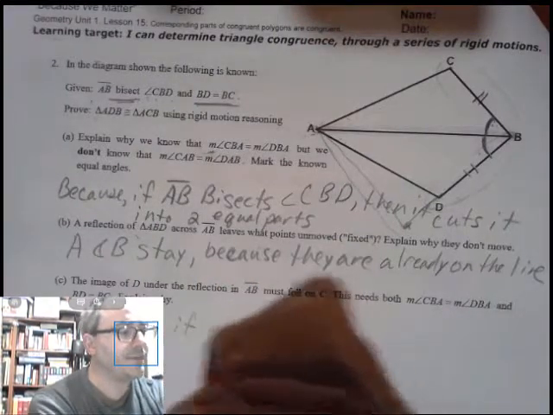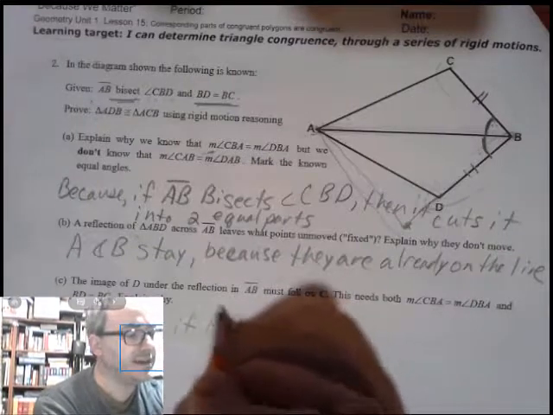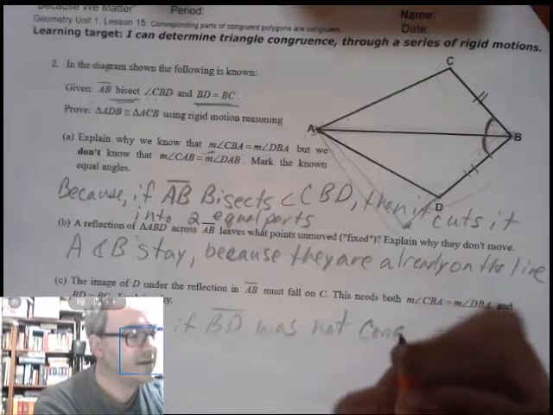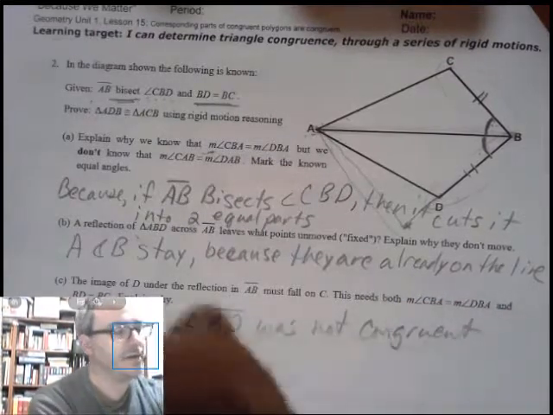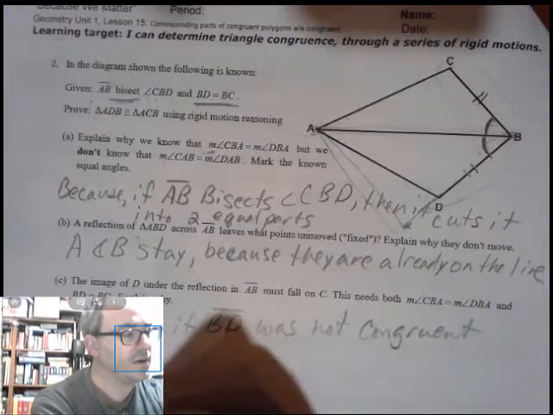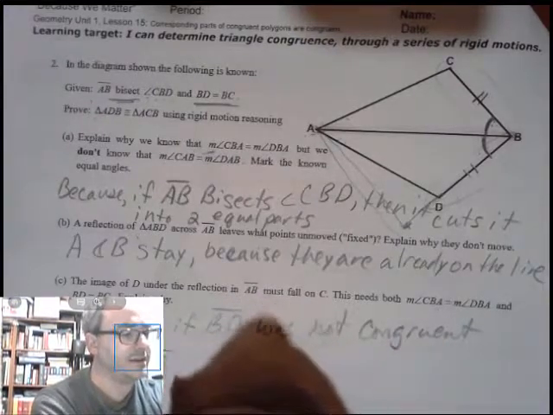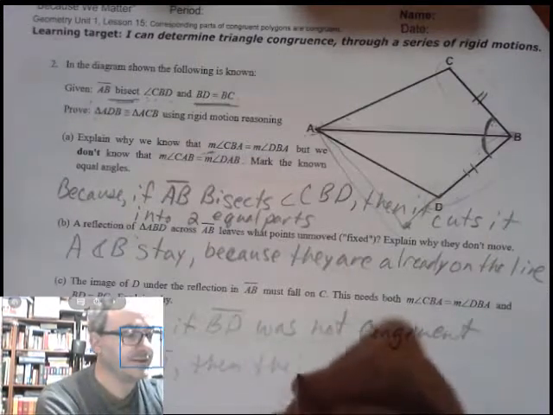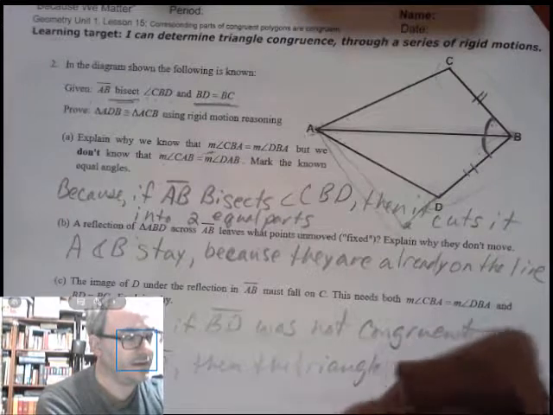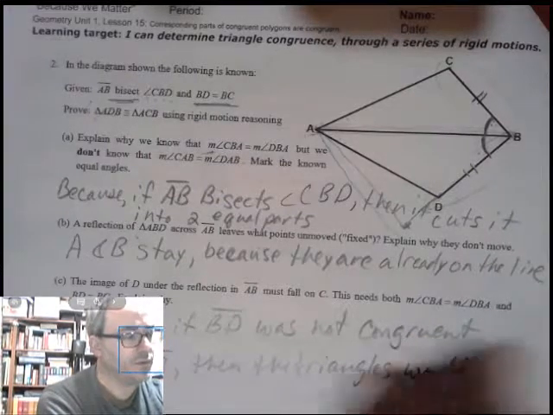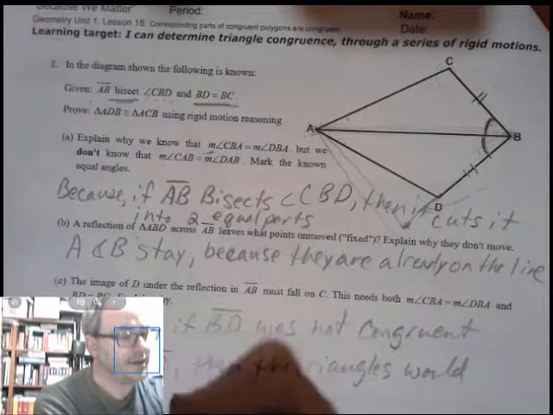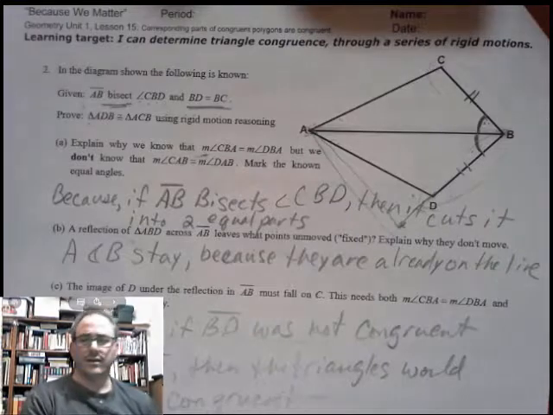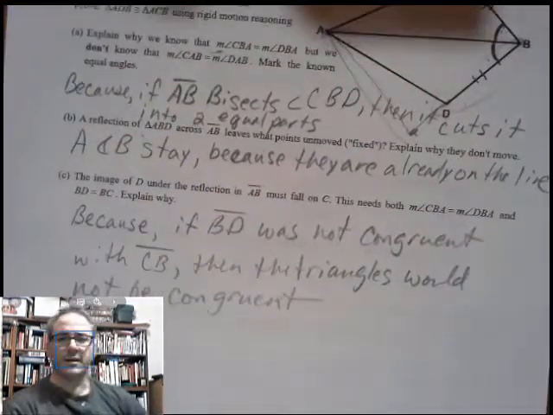Because if BD was not congruent with CB, then these triangles would not be congruent. All right, there we are.